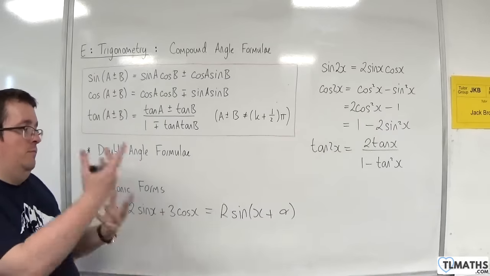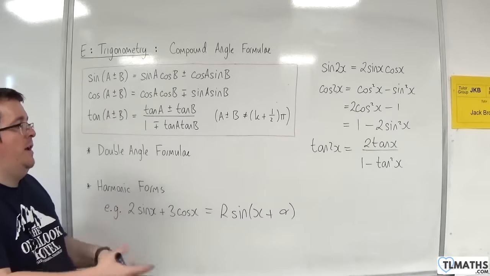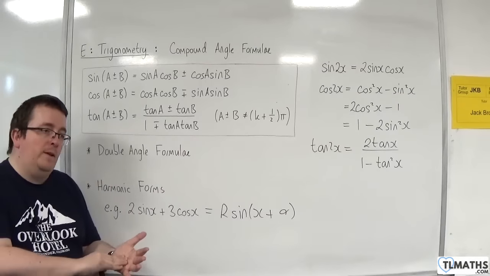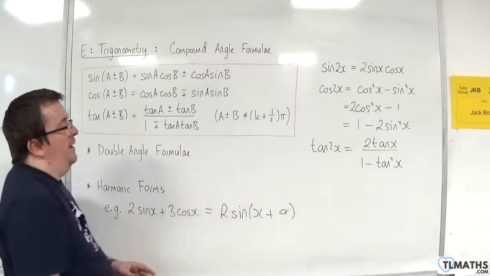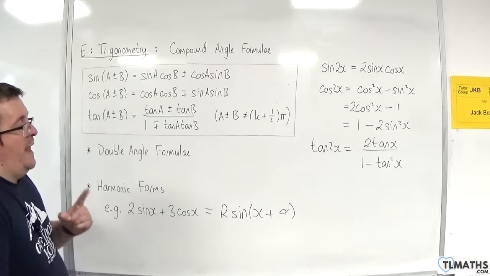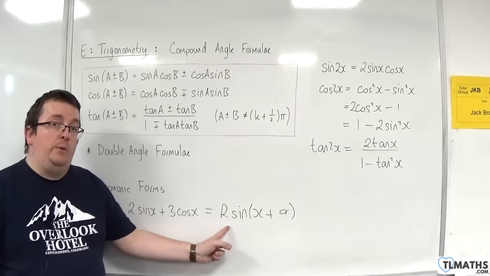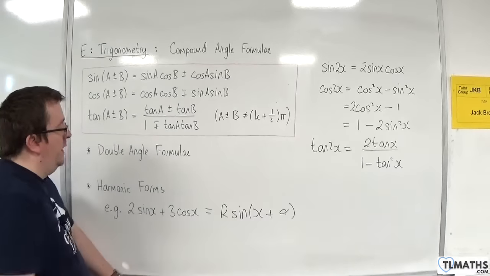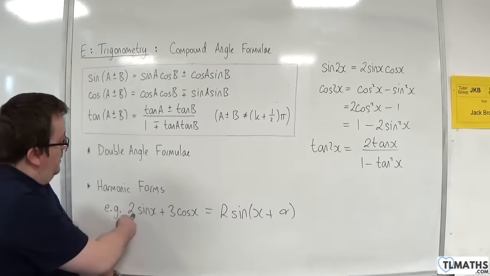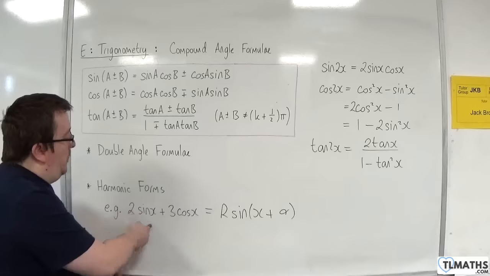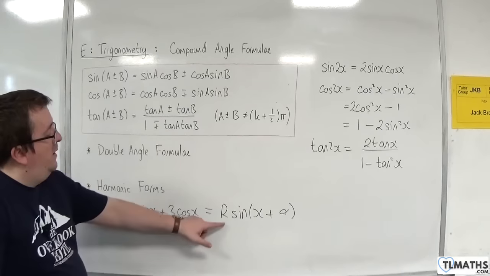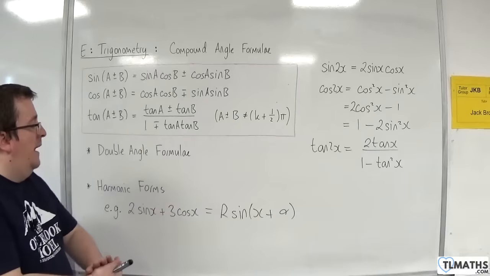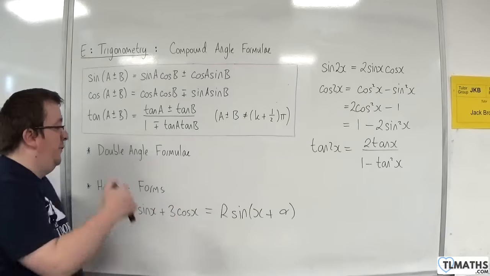And then you can rearrange it, and you're trying to find out the value of r and the value of alpha. Okay, I've got plenty of examples going through that in the videos. Don't forget, there is a quick way to work out the value of r, and that is by looking at the coefficients of the sine x and cosine x that you have there. So it's the square root of 2 squared plus 3 squared. So r is going to be root 13. So you can get an easy mark there just by looking at the coefficients of the sine x and cosine x.